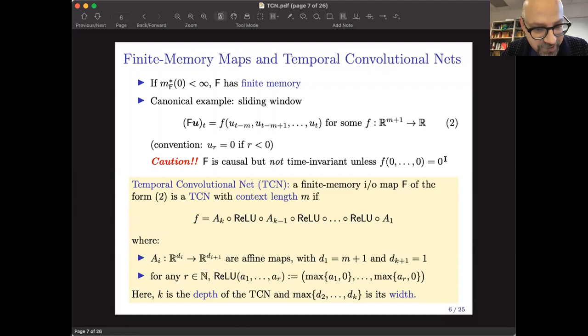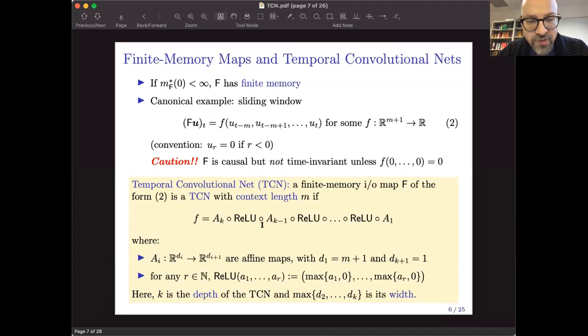So here's an example of a temporal convolutional net. It's a finite memory map, and we say it has context length M if this F here has the following form. It's a composition of a bunch of affine maps interleaved with pointwise ReLUs, right?